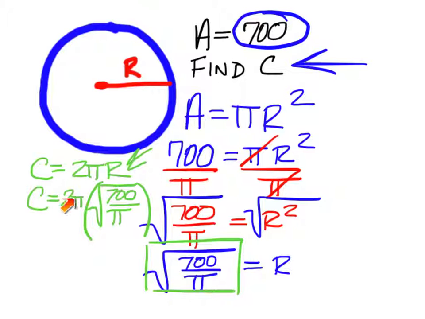But now you have to finish the rest of the problem. You have to multiply by 2 pi. So just hit times 2 pi and round to the tenths place. What should you get? 93.8. Yeah, it should be 93.8.